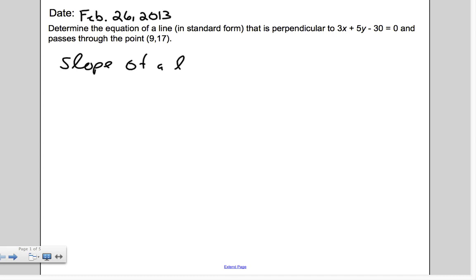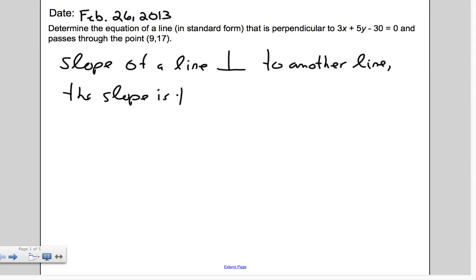Of a line perpendicular, so it was a perpendicular sign, to another line, the slope is negative reciprocal.